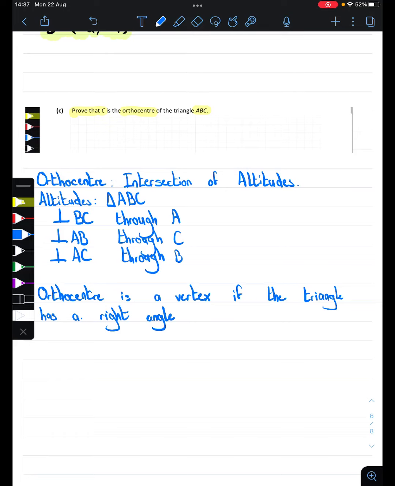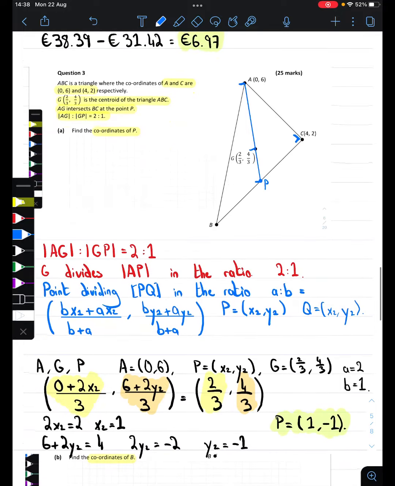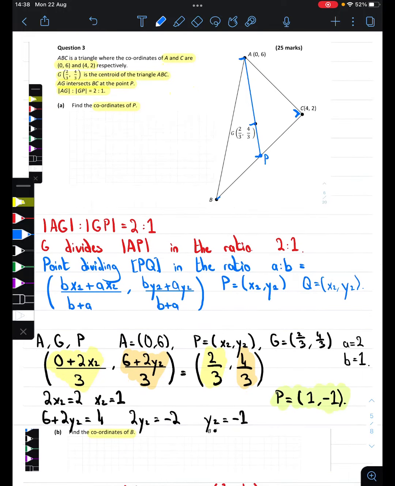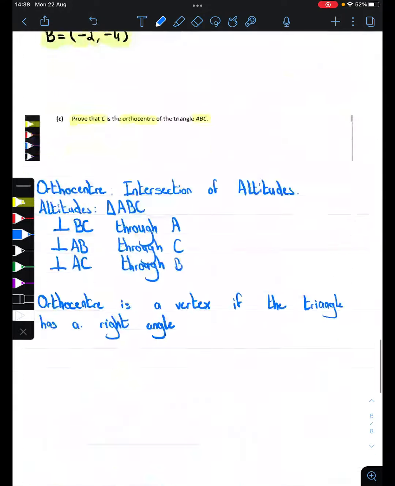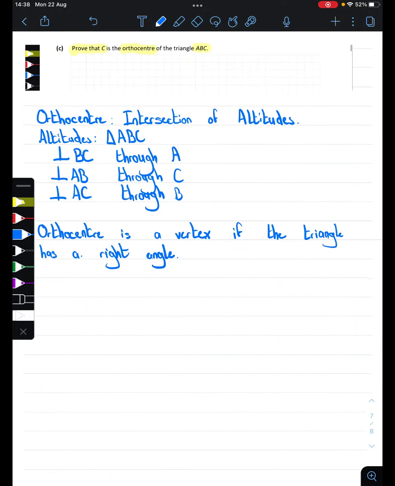And what do I mean by that? So the orthocenter of A, B, and C will be C if and only if this is a right angle. So if BC and AC are perpendicular to each other. So this is just true in general.